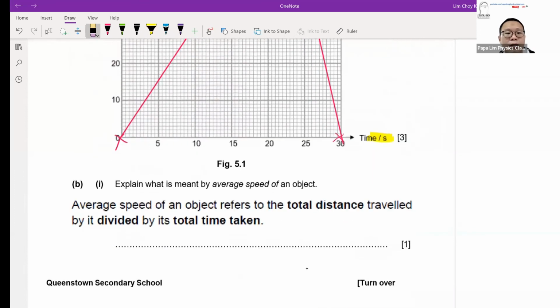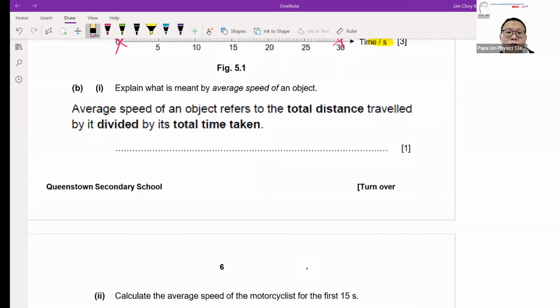So part B: explain or define average speed. It's a standard answer here, so I will not dwell too much. Most of you should be well versed with it: average speed is total distance divided per unit time.